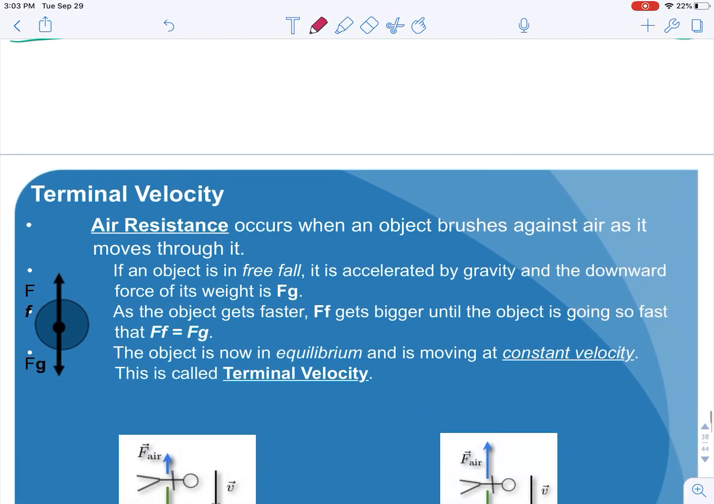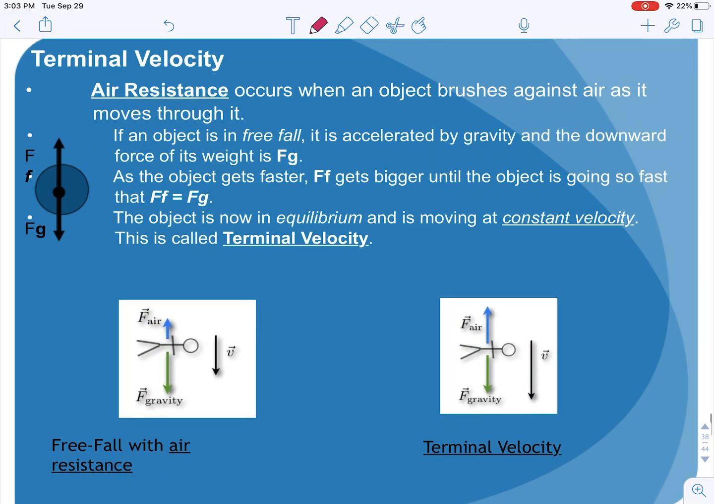The actual note slide looks something like this. It kind of explains everything I just explained in slide form. You can see free fall with air resistance. This is typically what you would look like as you were falling, but at terminal velocity, think constant velocity, and your F net is zero. Your forces equal each other.